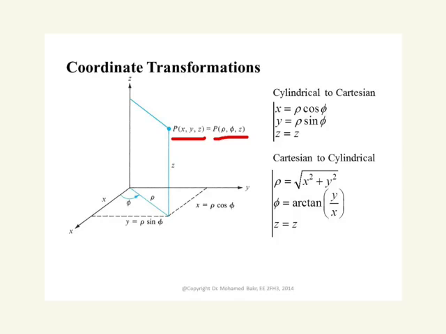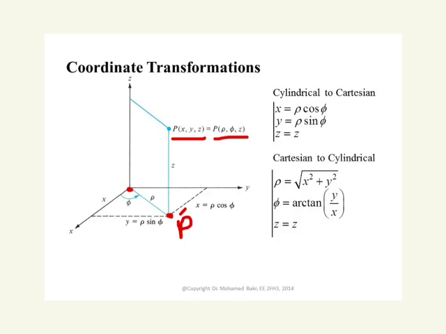Very simple. Project this point to the xy plane to get this point, which I will call B dash. The rho is the distance, as you can see here, of the projection from the origin. So rho cosine phi will give you x, rho sine phi will give you y, and z is the same. Z in the Cartesian coordinates is the same z in the cylindrical coordinates, so it doesn't change. So now we can convert from cylindrical to Cartesian.